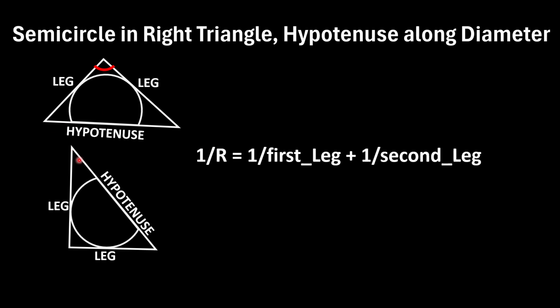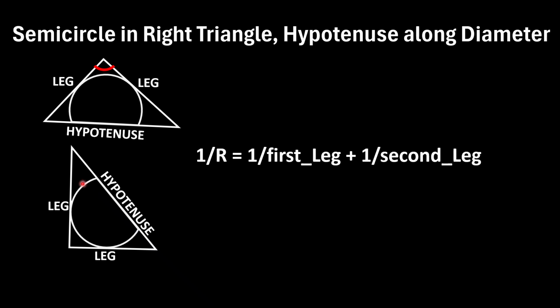Similarly here, the hypotenuse is along the diameter, and the other two legs are the tangents. So for a semicircle in a right angle triangle, the hypotenuse is along the diameter. In the top figure, the red arc is the right angle, so the opposite side is the hypotenuse. The other two legs are tangents.